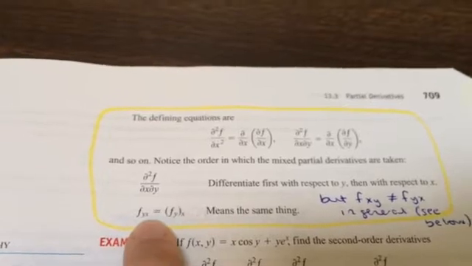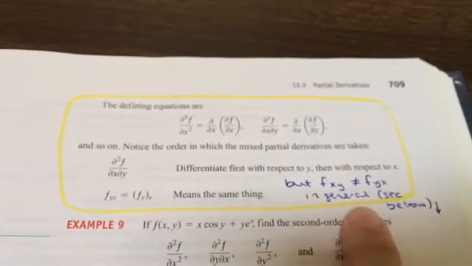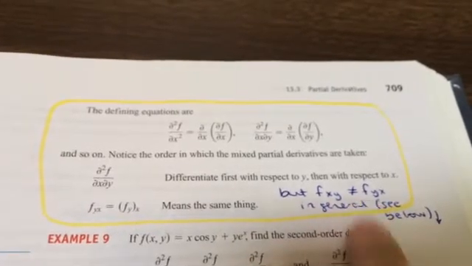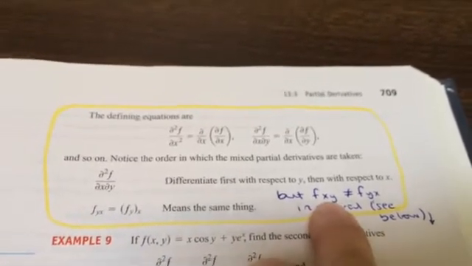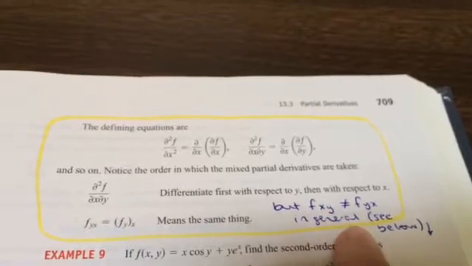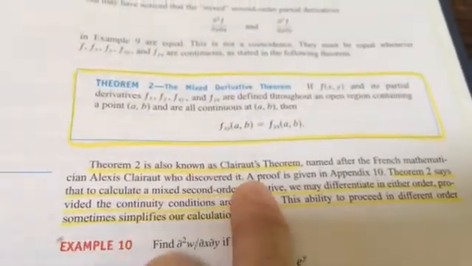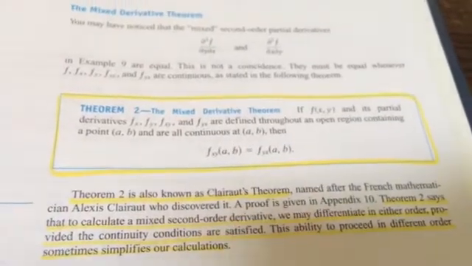The parentheses here don't really help. So I wrote a little note here. In general, these are actually the same thing, but not always. So usually these two end up being the same thing, but not always. So down here it tells you when they will be and when they won't be. Clairaut's theorem is... this is just the name of the guy that came up with this.